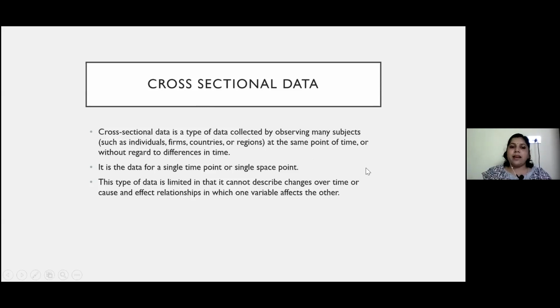This type of data is limited in that it cannot describe changes over time and cause-effect relationships in which one variable affects the other.